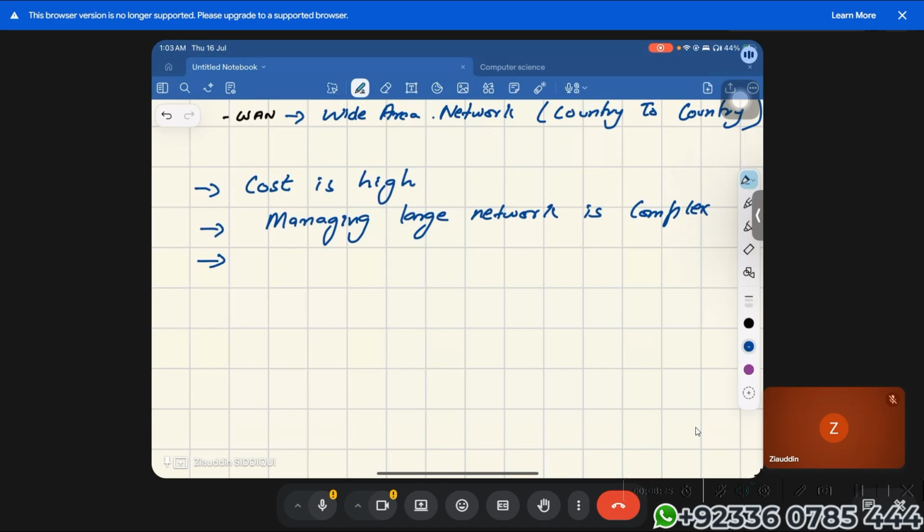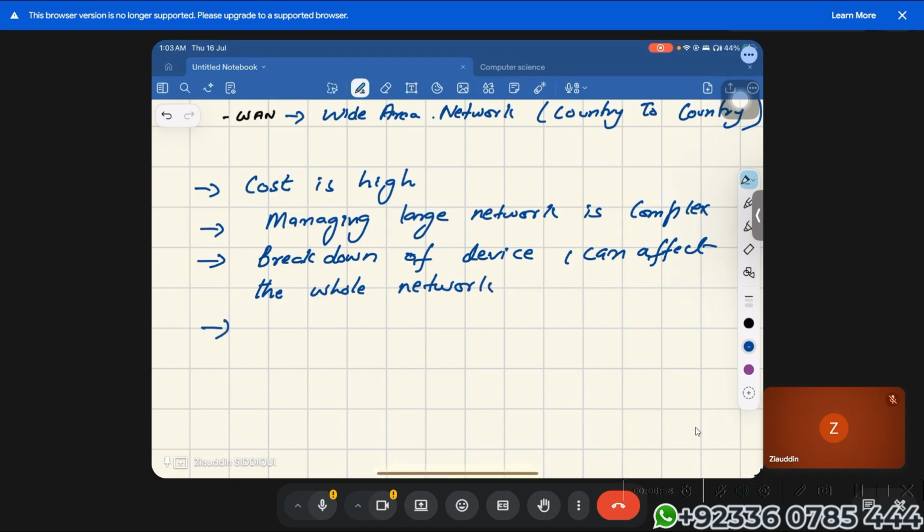Sometimes a breakdown of a device, for example a file server, can affect the whole network. The whole network is going to be disturbed because of one device. Then, the larger the network, the greater the chances of malware, hacking, and other cybercrime, and that can affect the overall network as well. I hope this is clear.